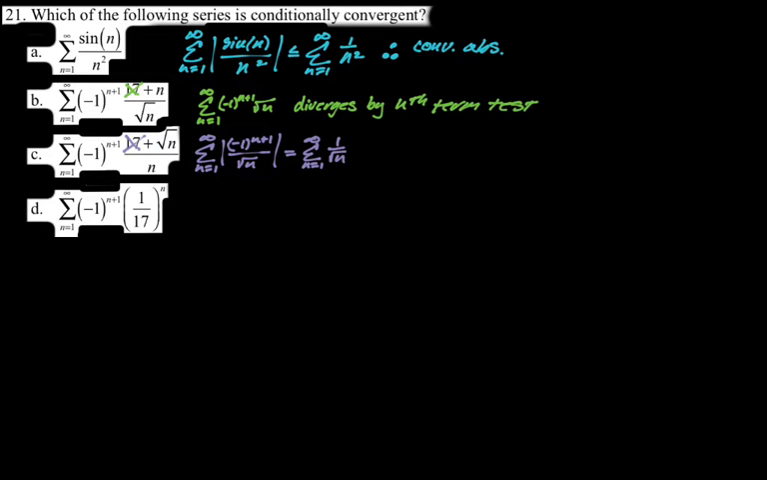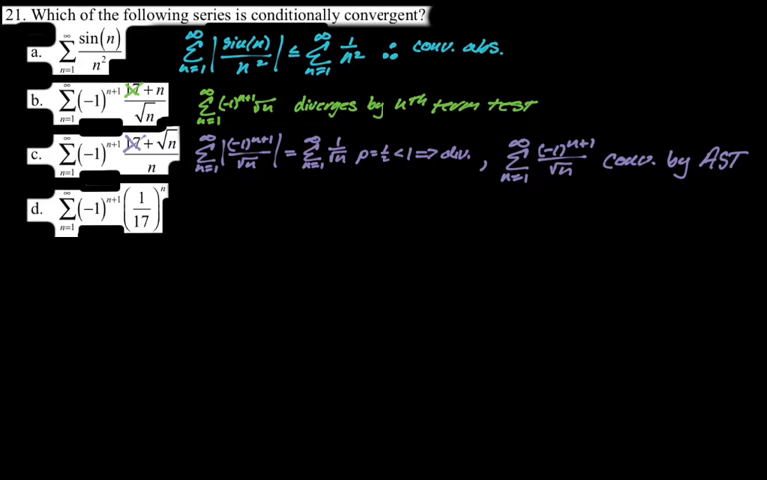So I'm going to look at the absolute value of the terms. I get 1 over the square root of n, but that's a p series. p is 1/2, less than 1, so that diverges. So then I have to look at the original series, -1 to the n plus 1 over radical n. That converges by the alternating series test, right? It alternates, the terms decrease in magnitude, and the limit of the nth term is 0.